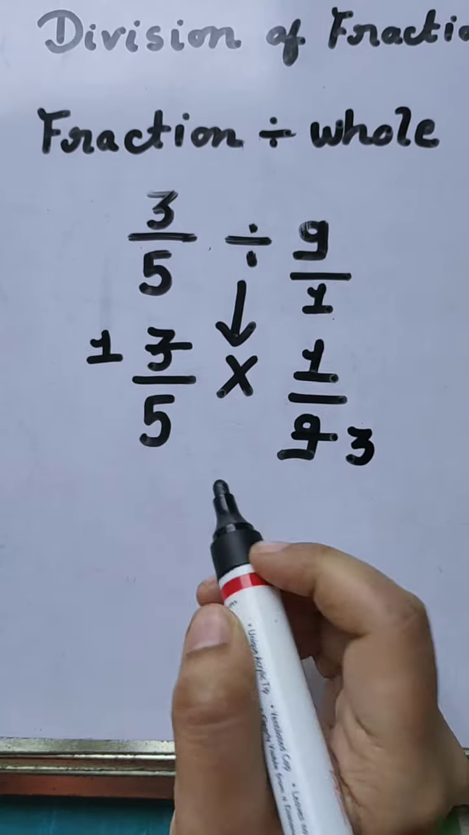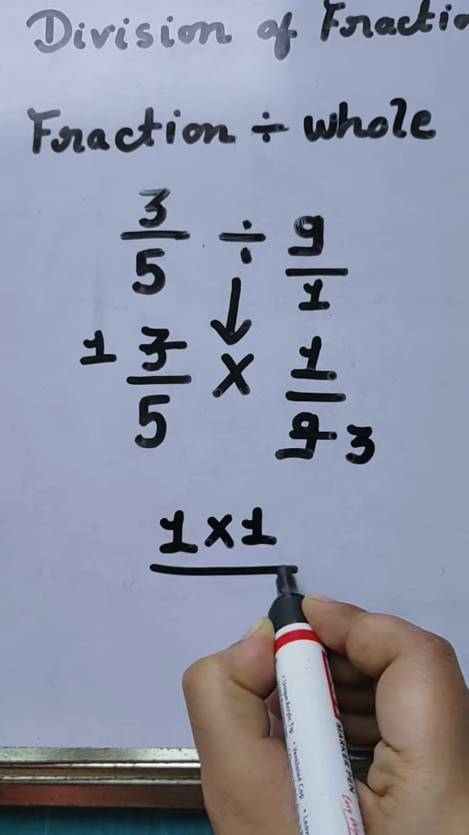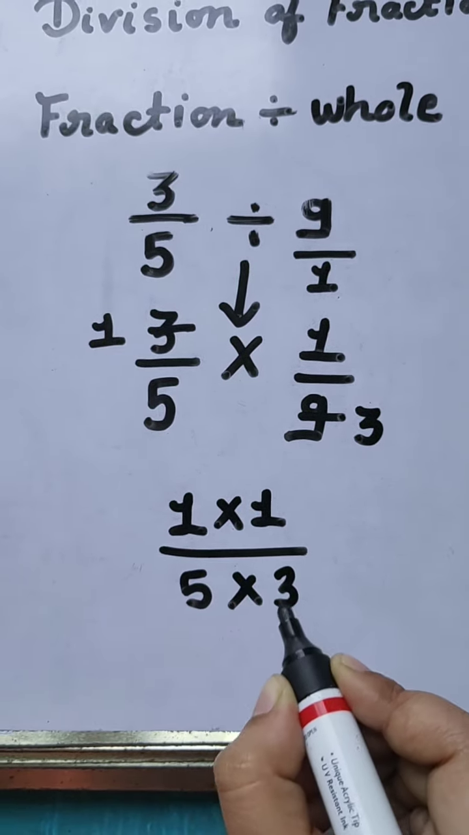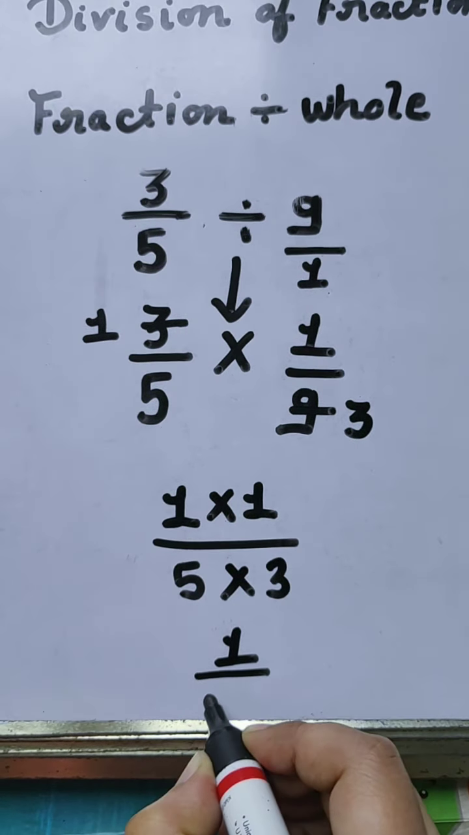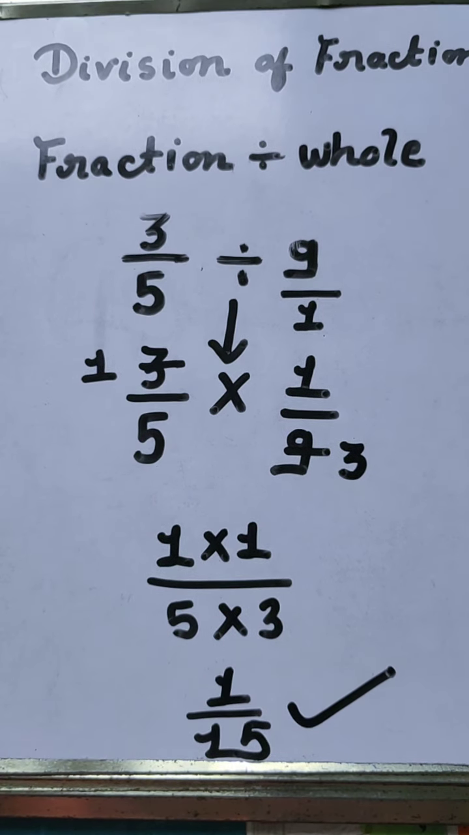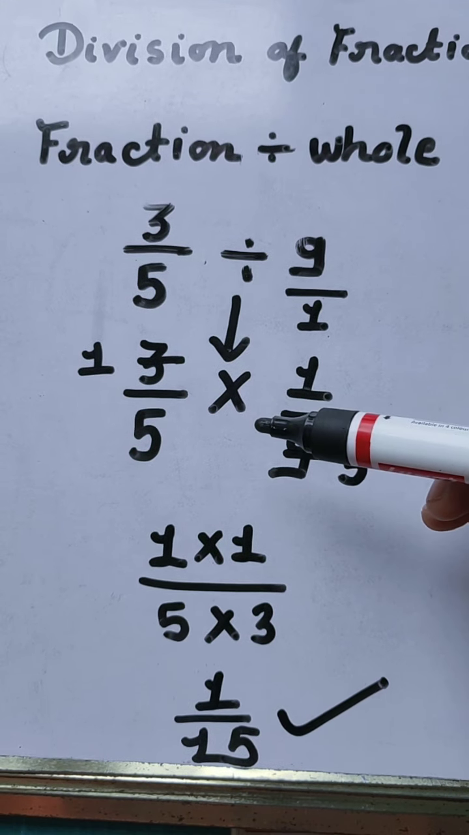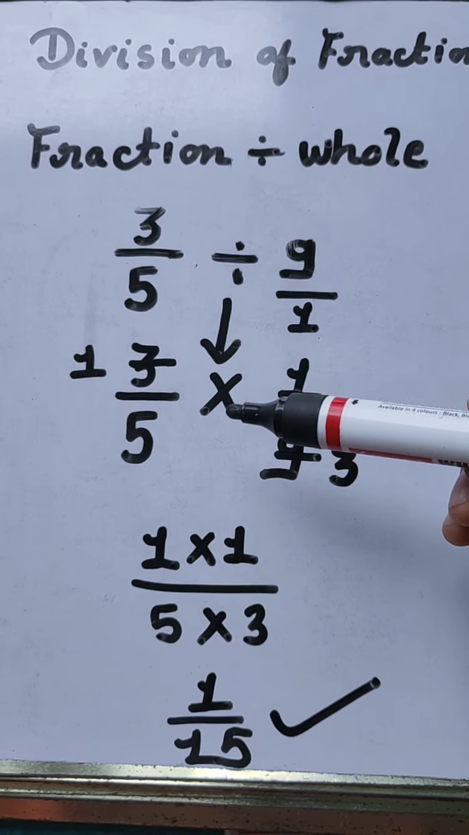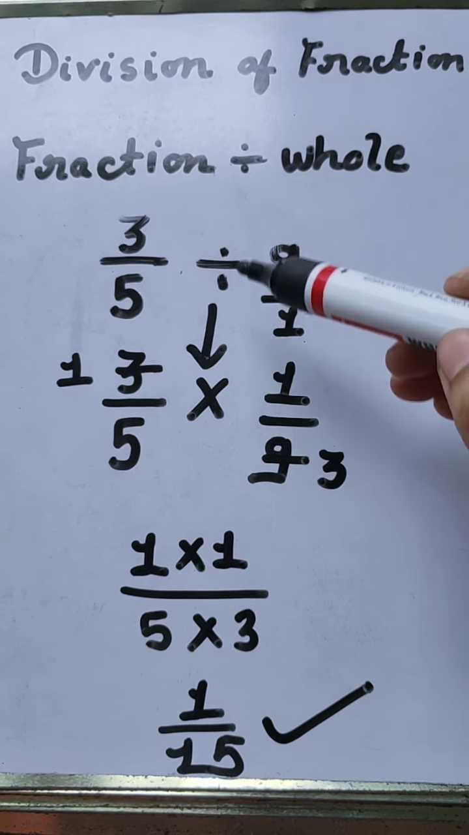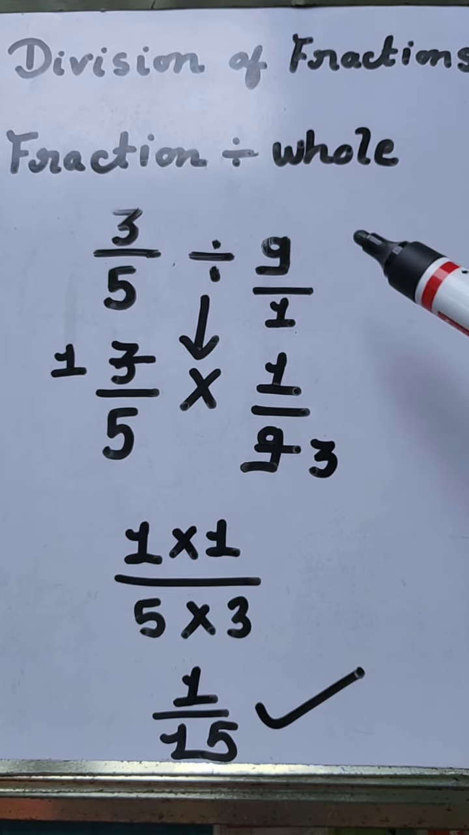Now, what is there in the numerator? 1 multiplied by 1. And what is there in the denominator? 5 multiplied by 3. 1 ones is 1 and 5 threes is 15. So, this is our answer. You have to remember this. This division sign we have to convert into multiplication sign. And when we are converting this division sign into multiplication sign, we have to write the reciprocal or multiplicative inverse of the given fraction.